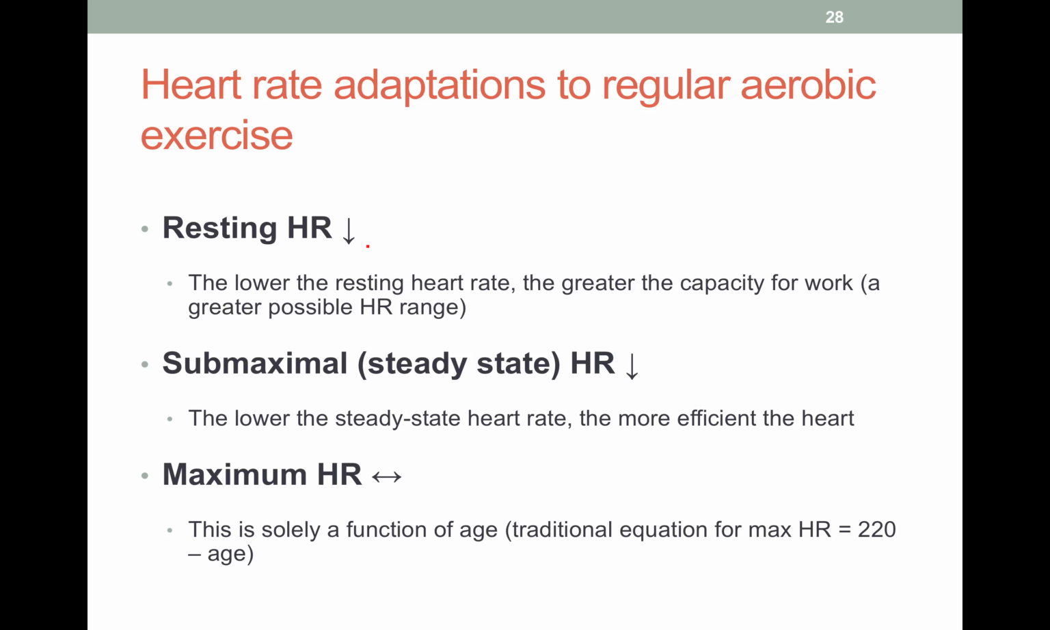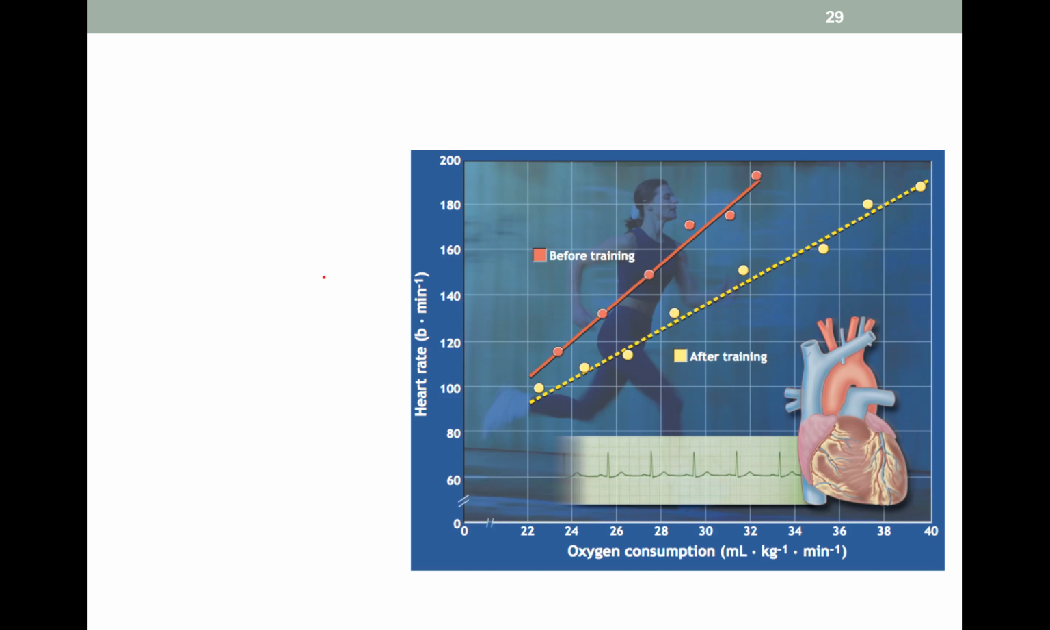We also talked about heart rate. So remember, we're going to see decreases in resting and submaximal heart rate. That's different from maximal heart rate, where we see no change whatsoever because maximal heart rate is solely a function of age. So we can't do anything about that. This is what we see in figure form here, and this is really where we left off last class.